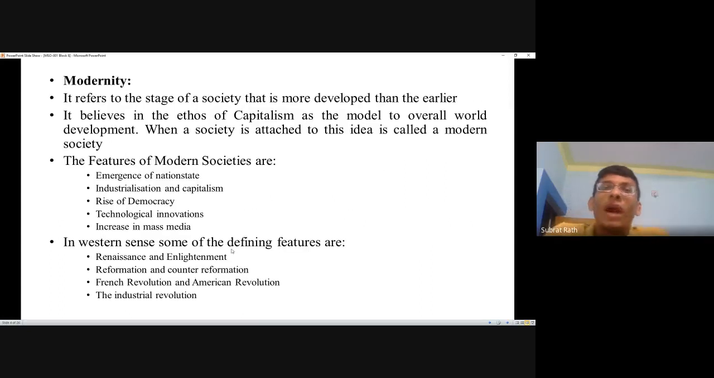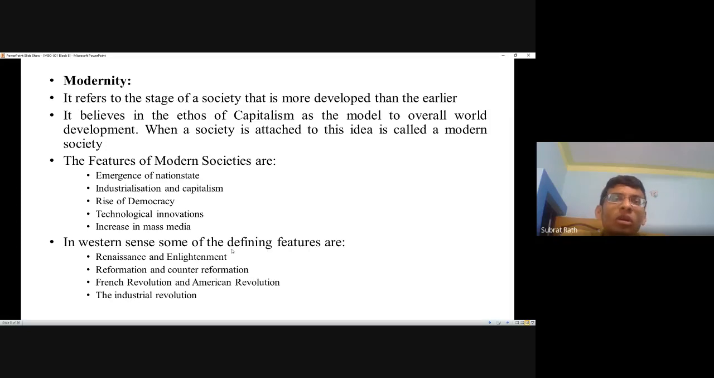So what is modernity then? It refers to the stage of a society that is more developed in comparison to the earlier. That means what we have learned in tradition is different here in modernity. We believe in the ethos of capitalism, where capitalism dominates over our religious system, over our traditional belief system. So capitalism or wealth guides us. It is a model for overall world development.